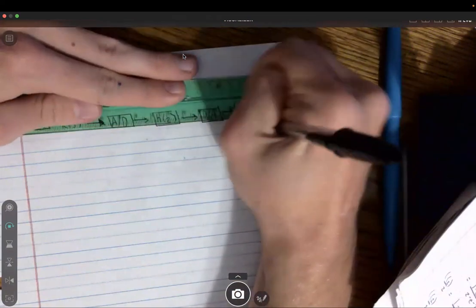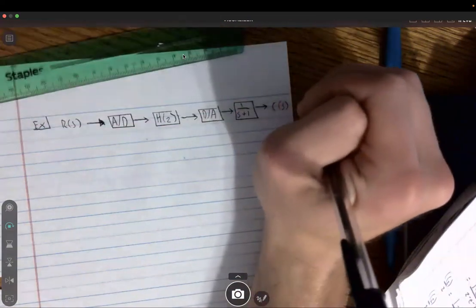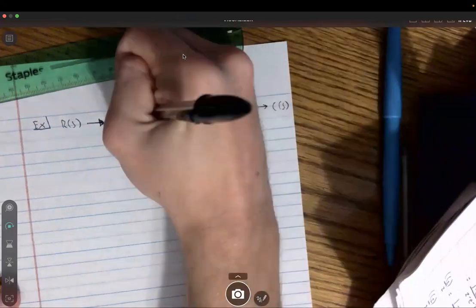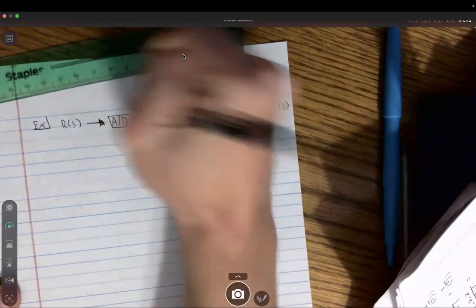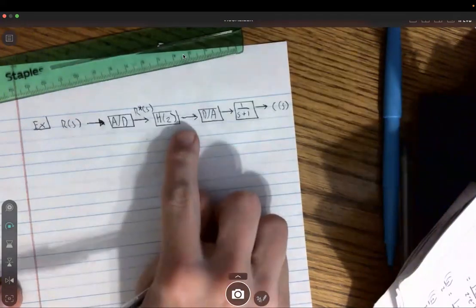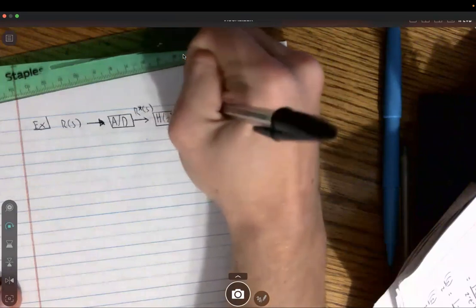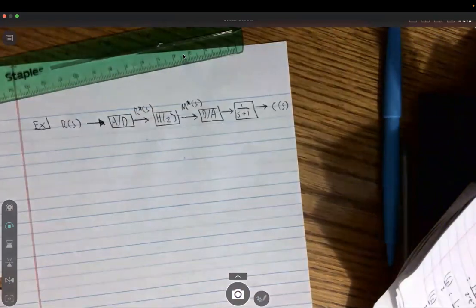So at this point, if we're just labeling it, it would be R star of S, right? And then here, they define this point as N star of S. Okay, so they say we need to find the output.